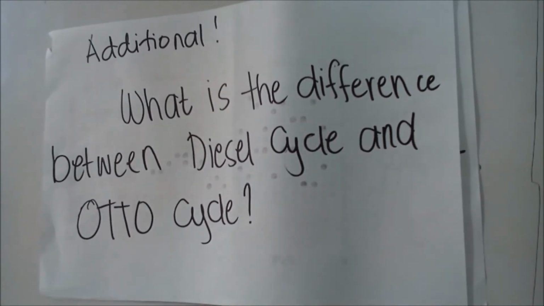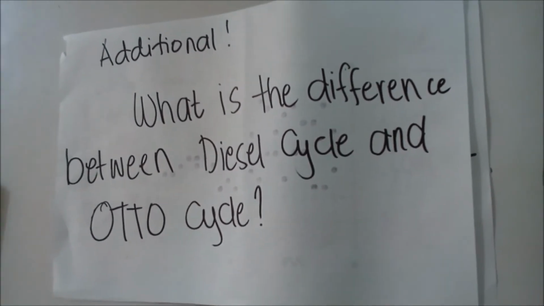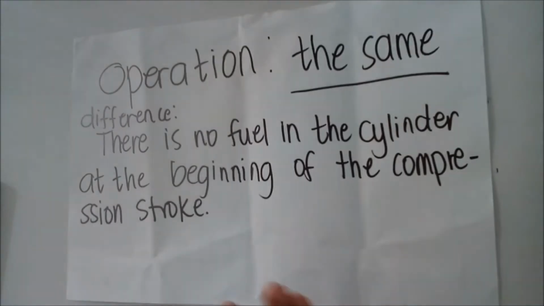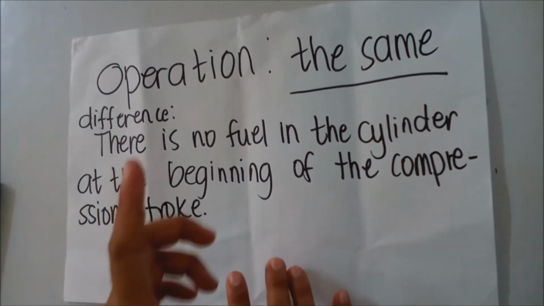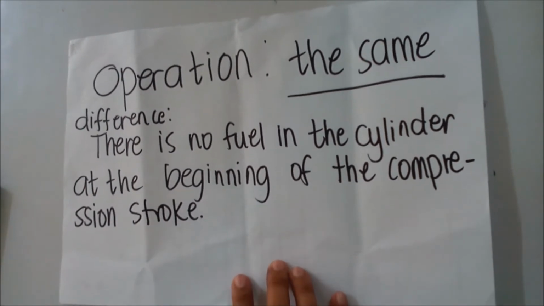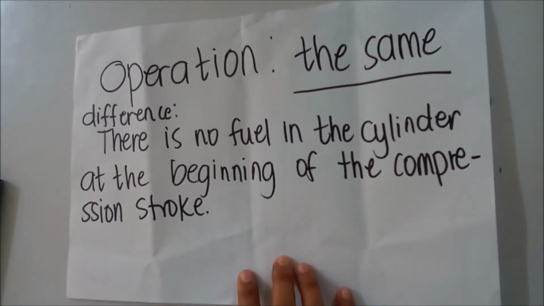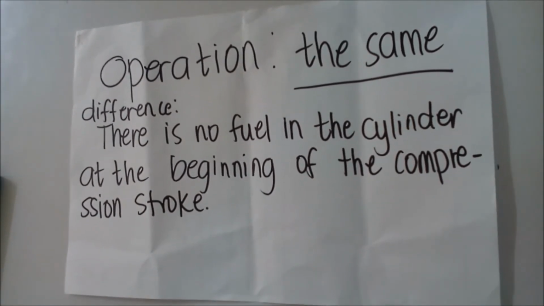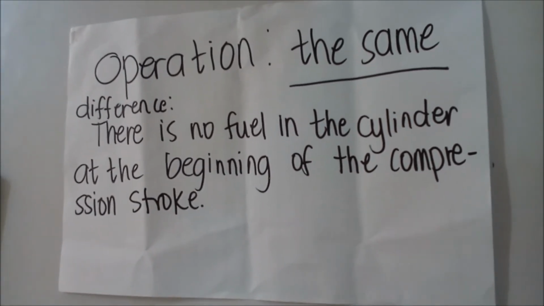And then an additional question: what is the difference between the diesel cycle and the Otto cycle? Because we know that both are under internal combustion engines, what is the difference between them? So let's find out. The operation is the same, but the difference is there is no fuel in the cylinder at the beginning of the compression stroke. So in our PV diagram, at point A, what it compresses is only the air.